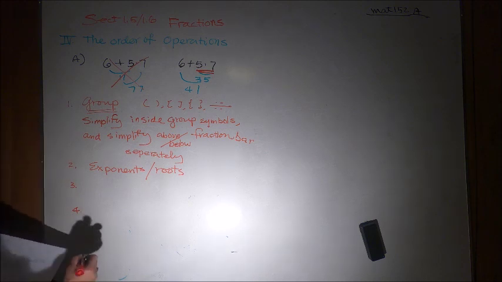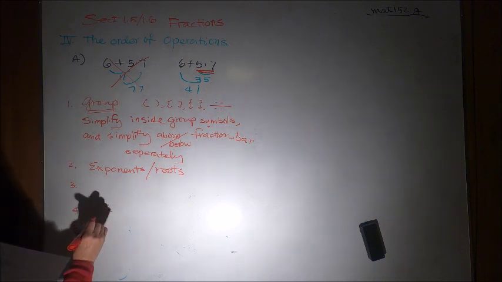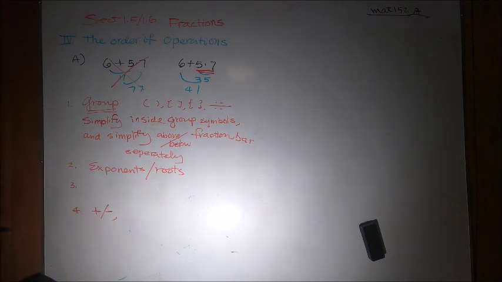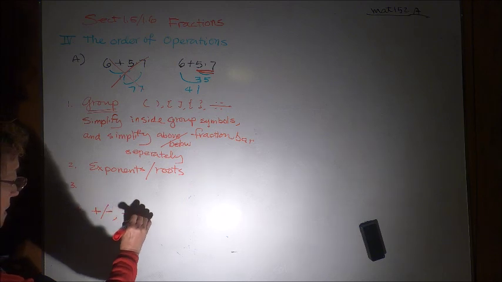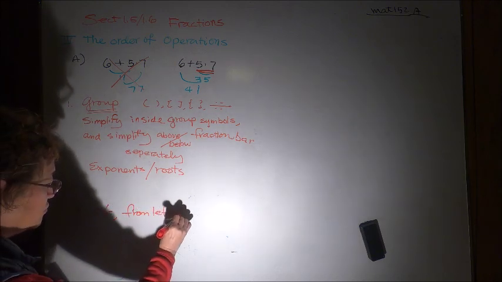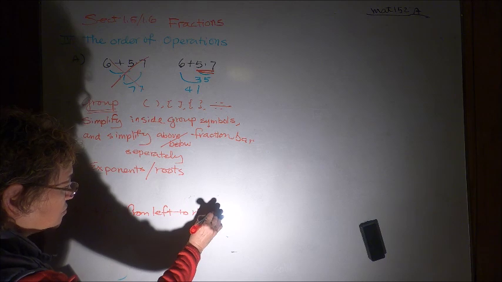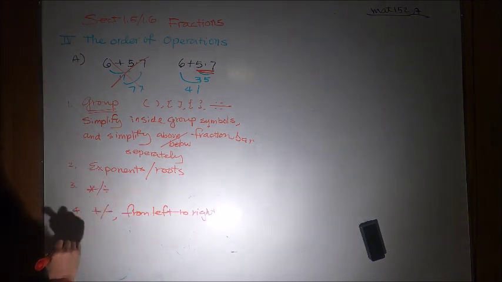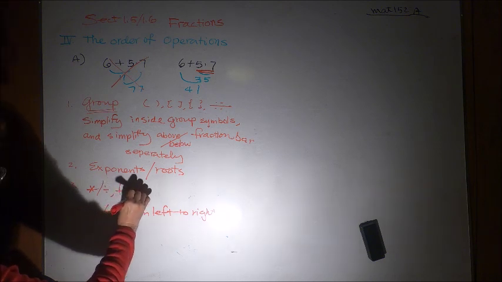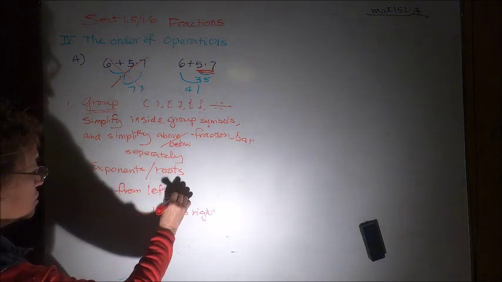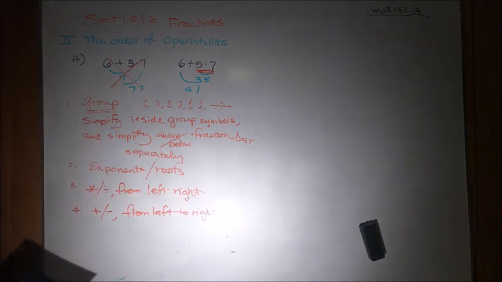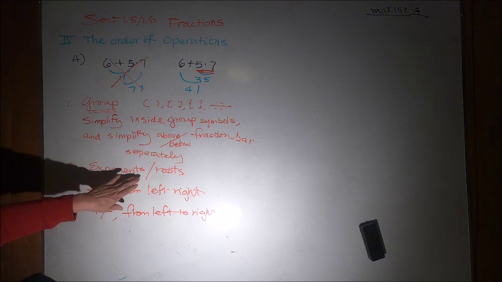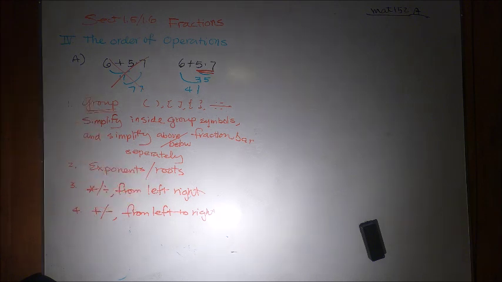So what is the simplest one? Plus and minus, addition and subtraction. So we will do that last, and the sequence is from left to right. Then we do the next one, a little bit more complicated: multiplication and division, then from left to right. Then the next one is more complicated: exponents and roots, then the grouping.